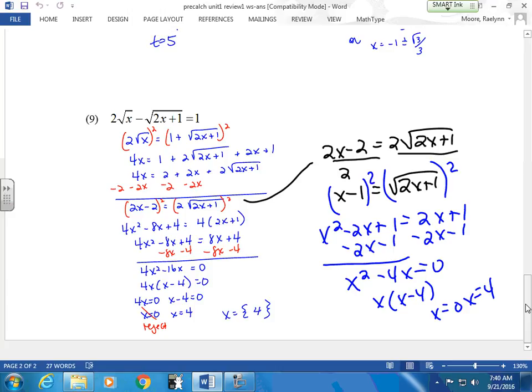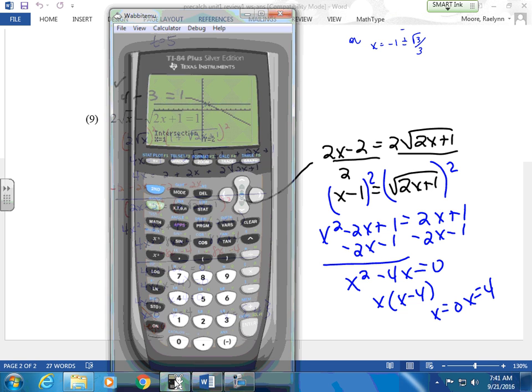Okay, let's check. Another good way to do this is put it in your calculator. You can put this in your y1, you can put this in your y2, and see if it crossed at the 4. That's another nice way to check. You can move everything to one side and check that way. Let's put a 4 in here. So the square root of 4 is 2, so 2 times 2 is 4. 4 times 2 is 8 plus 1 is 9. Square root of 9 is 3. Yep, this one goes.